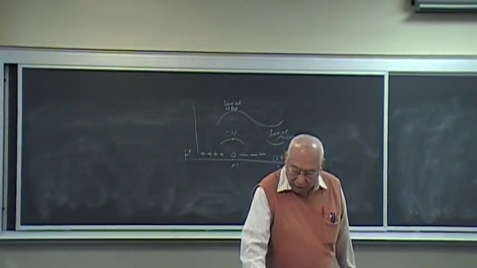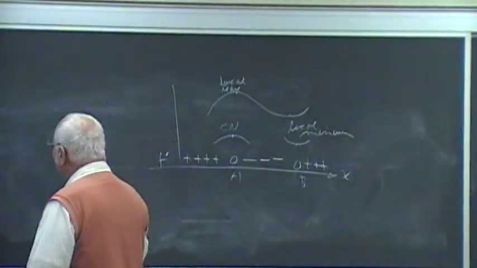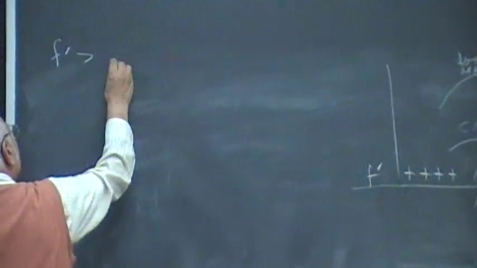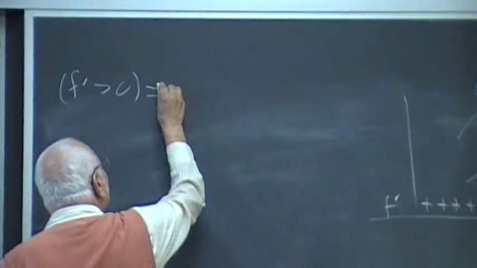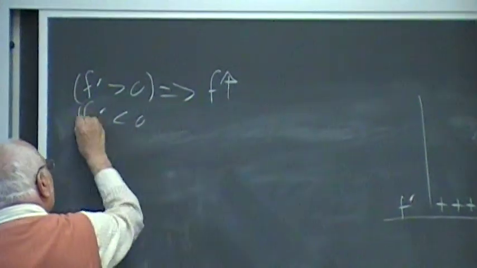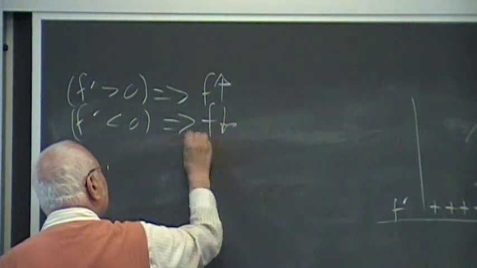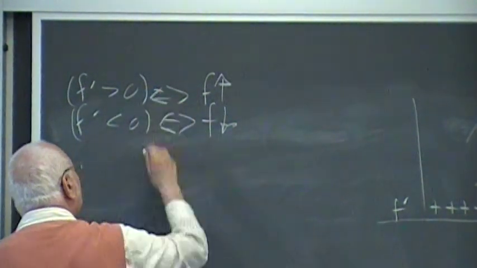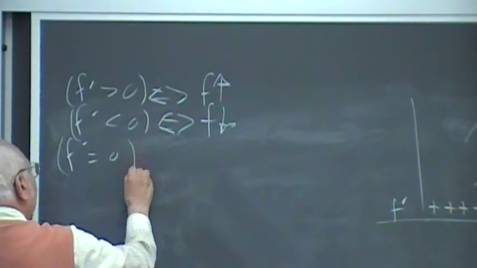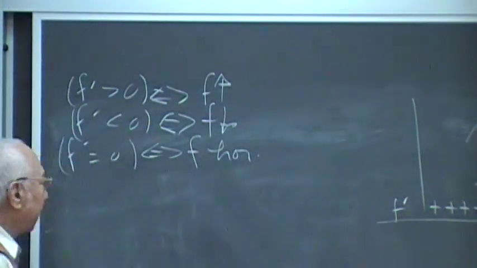Now, if you look again on page 318, here are a couple of little factoids that you should know. Remember, f prime greater than 0 implies that the graph of f is increasing. F prime less than 0 implies that the graph of f is decreasing. And by the way, this is a double implication. It goes both ways. And f prime equals 0, of course, implies that the tangent line is horizontal at that point.